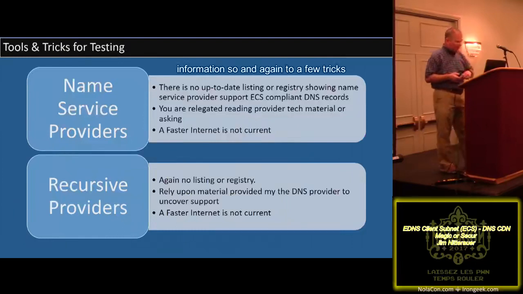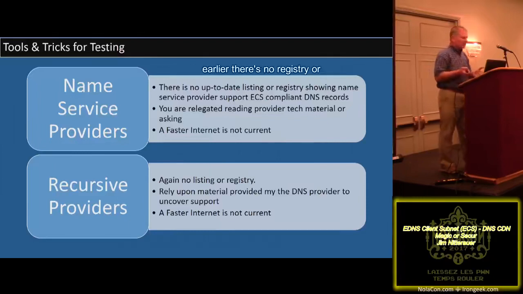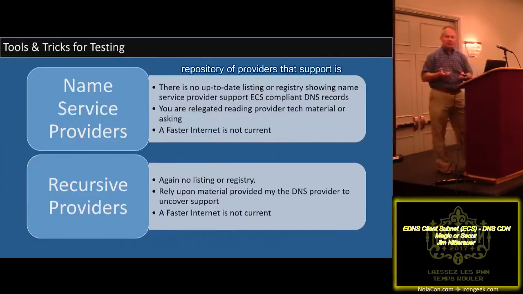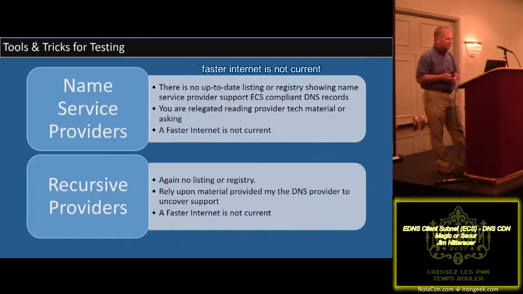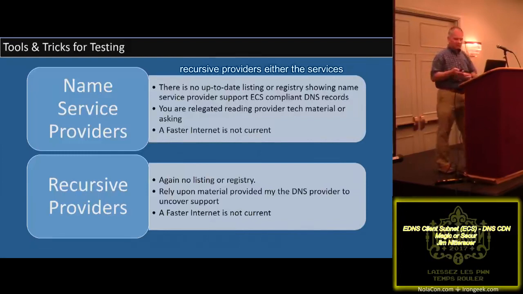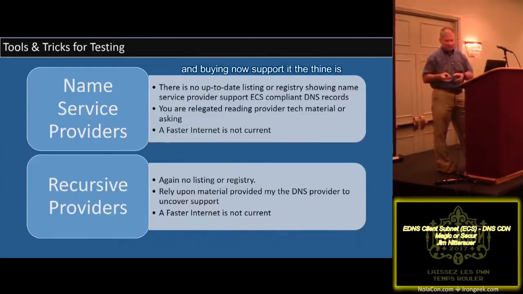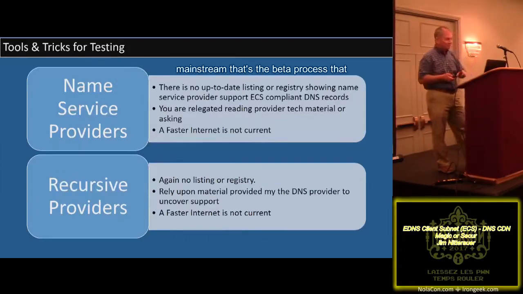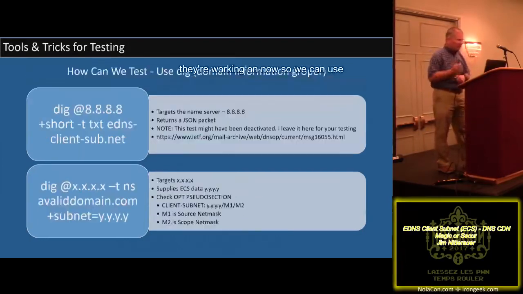So I'm going to get into a few tricks here for testing. As I said earlier, there's no registry or repository of providers that support either the caching or authoritative side. Again, the Faster Internet is not current. There's no registry listing for recursive providers either. The software, Unbound and Bind, now supports it. Bind is in version 9.11. That's not the mainstream; that's the beta process that they're working on now.